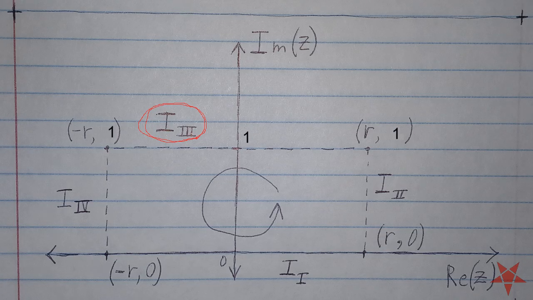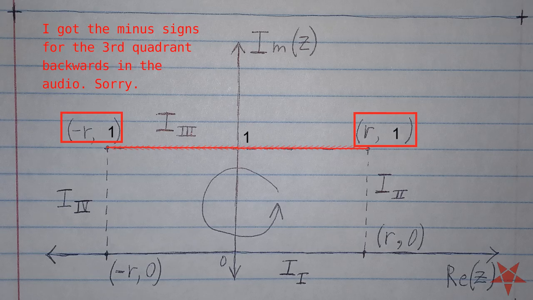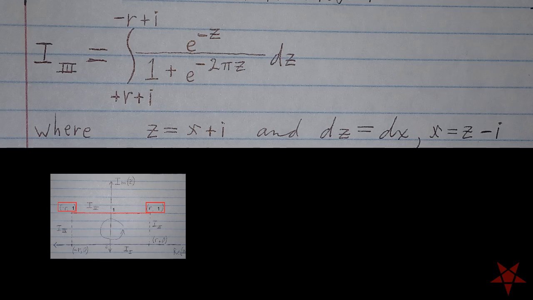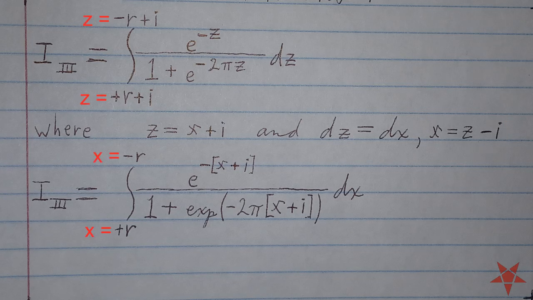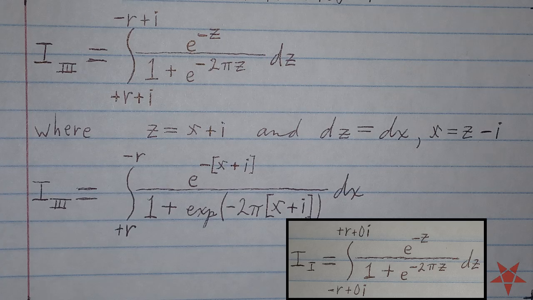Path integral capital I sub Roman numeral 3 takes us from little r plus i in the first quadrant over to little r minus i on the left in the second quadrant. Along this path, z is equal to x plus i and dz equals dx, with x being equal to z minus i. So if we substitute in values for x in place of z, and do be careful with the bounds of integration, then we can get something that looks similar, though hardly identical, to capital I sub Roman numeral 1.